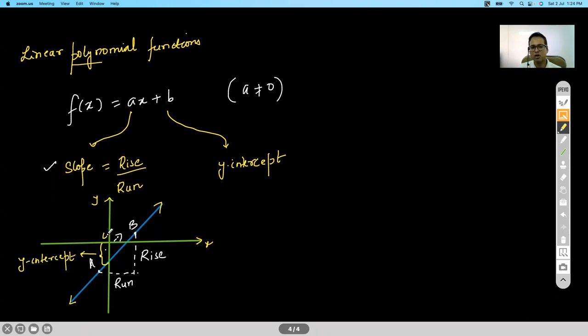Now y-intercept is always calculated from origin. So to calculate this distance, if you're going down, then that y-intercept will be negative. If you're going up, then the y-intercept will be considered to be positive, right? So here in the present case, since the line is cutting the y-axis below the origin, our y-intercept will be negative. Okay.